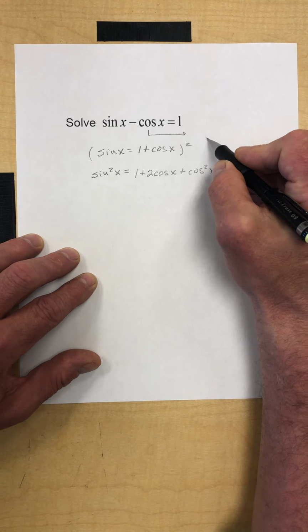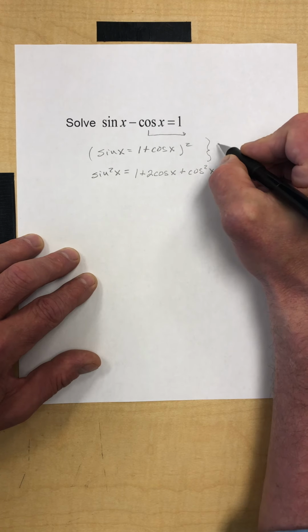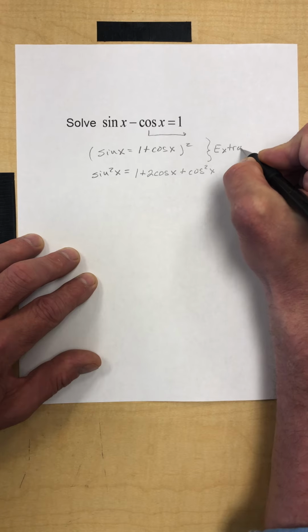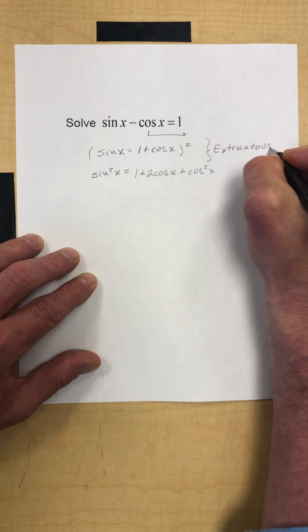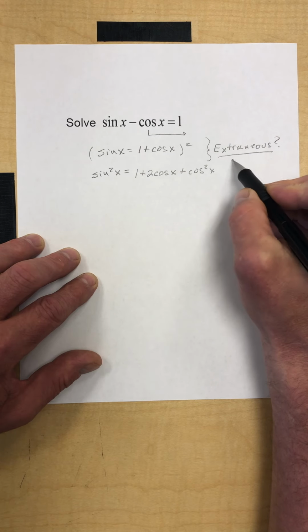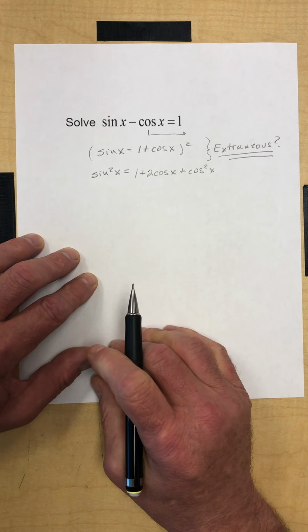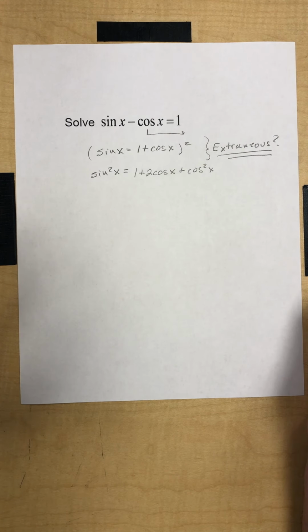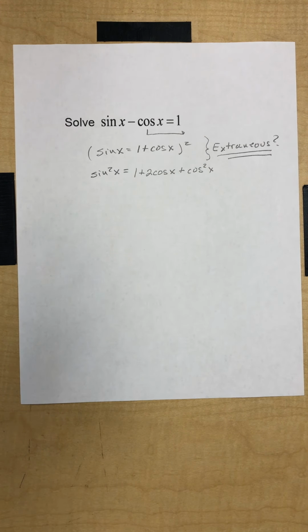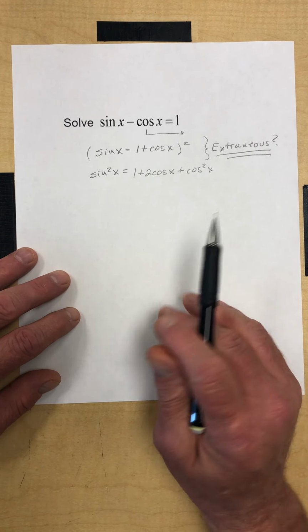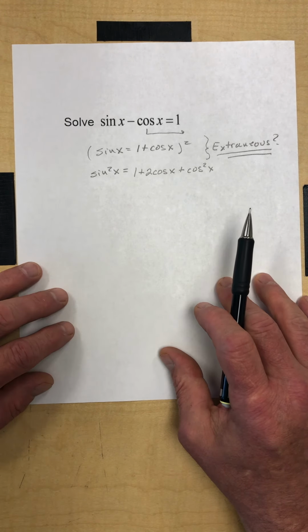Now, the problem we run into here is we could get extraneous solutions. This goes back to when we were working on solving radical equations, where you had to square both sides. And anytime you do that when you're solving an equation, you could form extraneous solutions. So whatever solutions we come up with, we have to go back and check them.